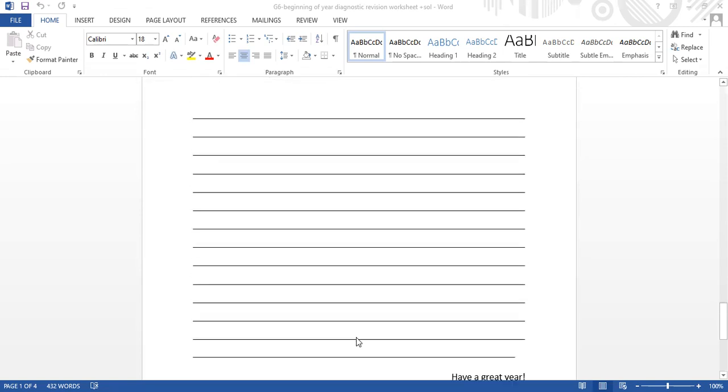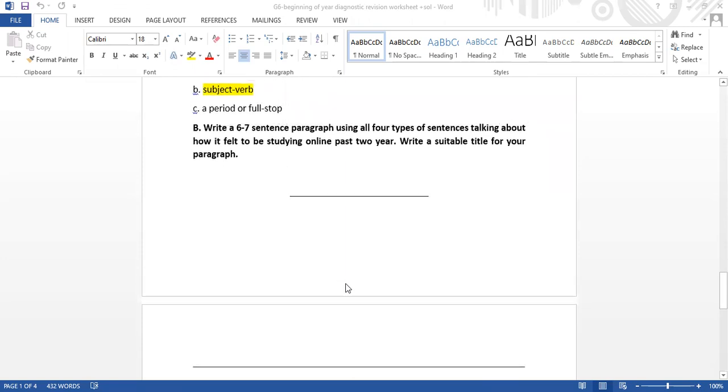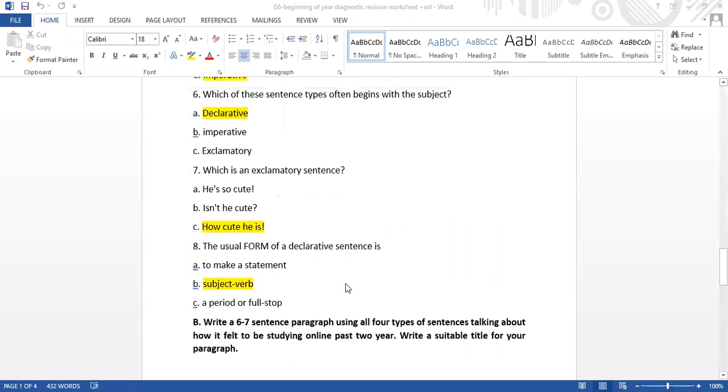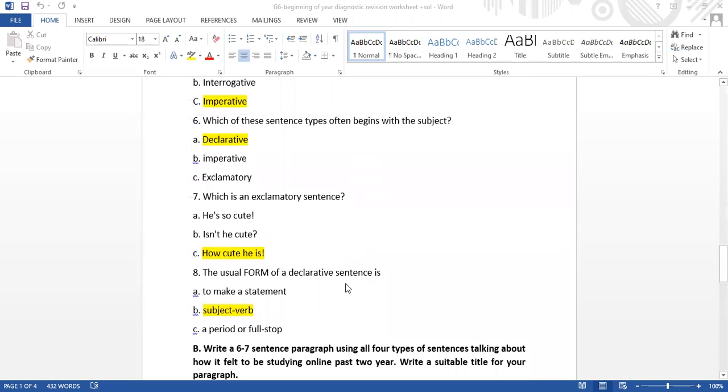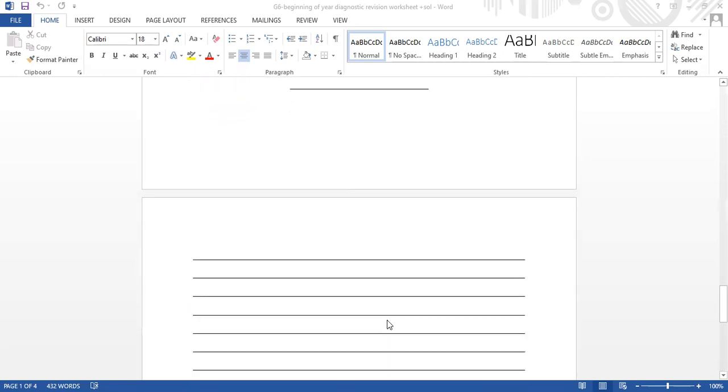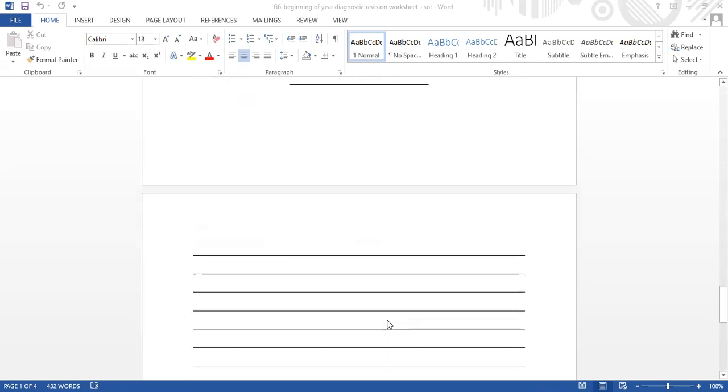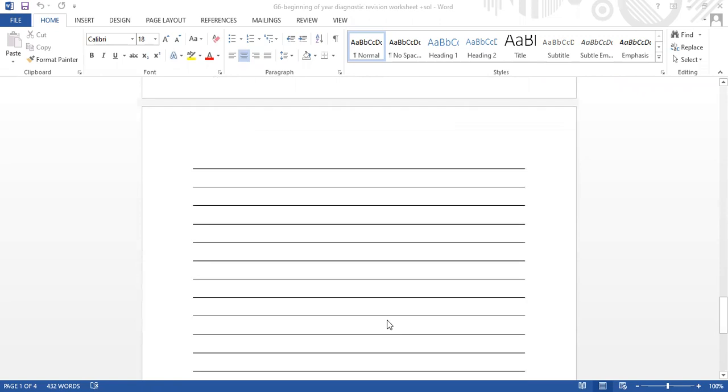You have to write about 6 to 7 sentences, including the 4 different types of sentences, which means you have to write declarative sentences, imperative sentences, interrogative sentences, and exclamatory sentences. You have to say statements, show feelings, ask questions, and command someone to do something. You have to include all 4 types in your 6 to 7 line paragraph. So this part B is the homework for this week, okay?